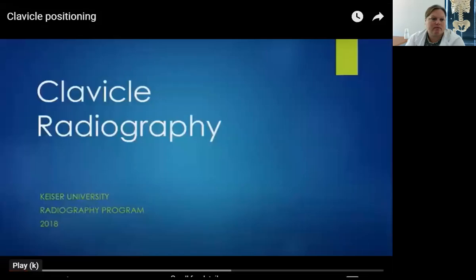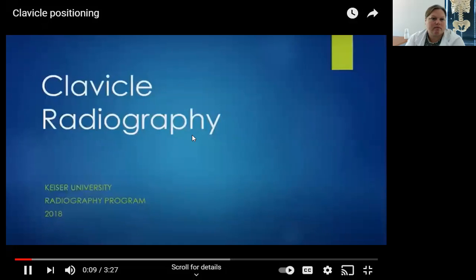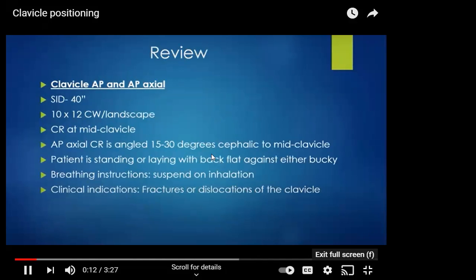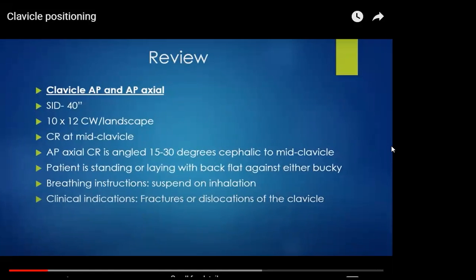All right, this video is going to be on the clavicle positioning. So for the clavicle, we're going to do an AP and an AP axial. We're going to use 40-inch SID, a 10 by 12 landscape, centered to the mid clavicle.